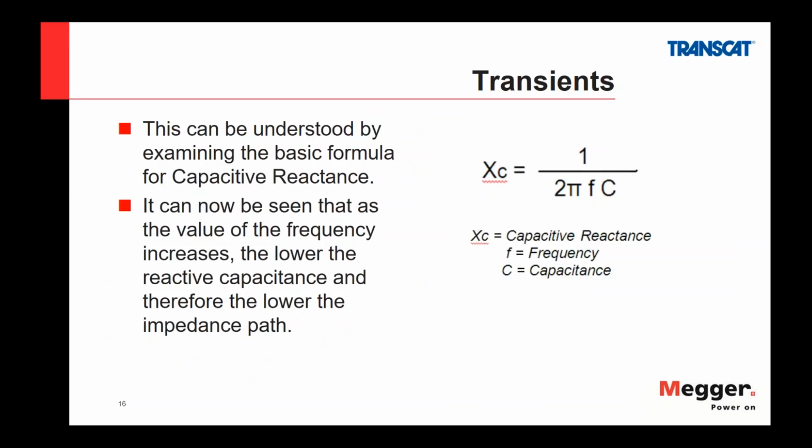That can be understood by this capacitive reactance formula. It can be seen that if the value of the frequency increases, the lower the capacitive reactance will be, and therefore the lower the impedance path. And the lower the impedance path, the more current will flow and will break down the insulation.